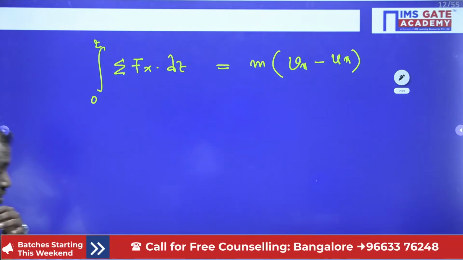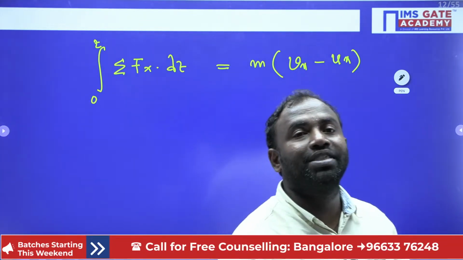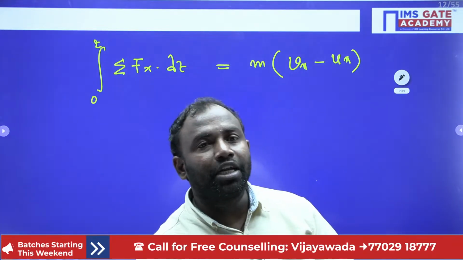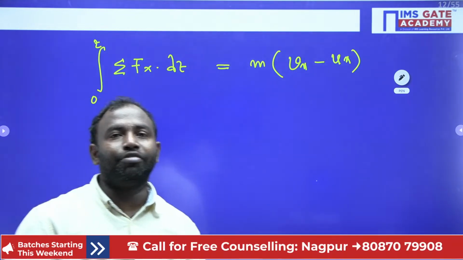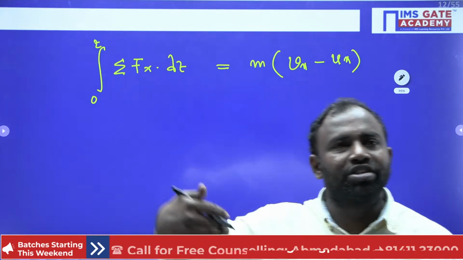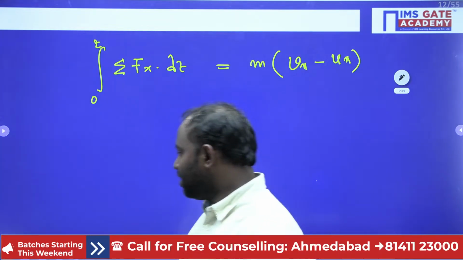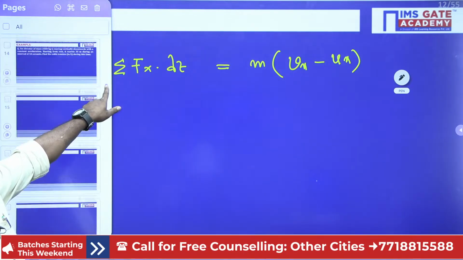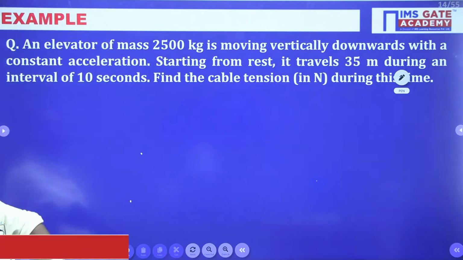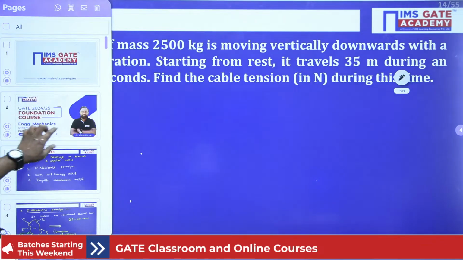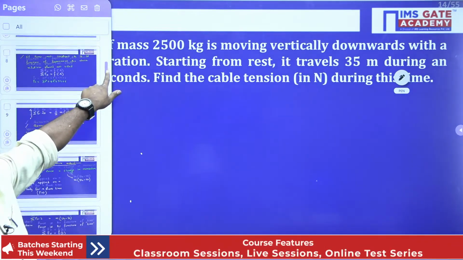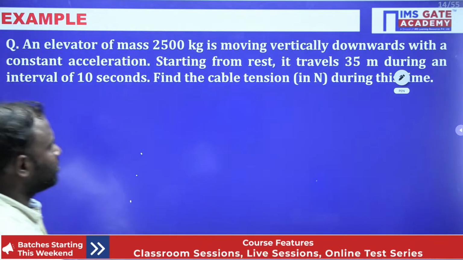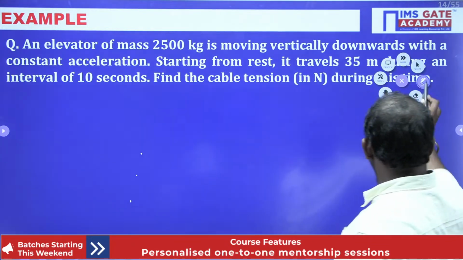So by using these three methods we are going to solve the problems in the kinetics of particles. These are the very important three methods, and for which problem we are supposed to use which method, we will solve some examples so that you are going to understand. Hope you understand, right? Now let's move to the question. Before that, any question? Okay, all right. Now have a look on this question.